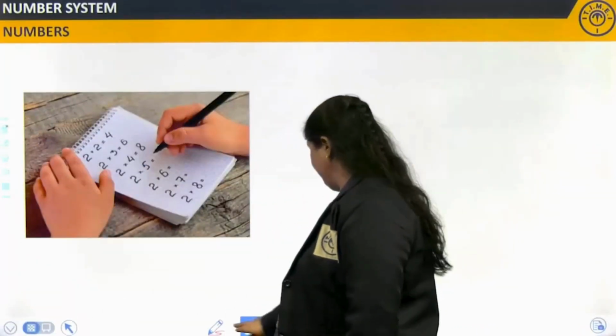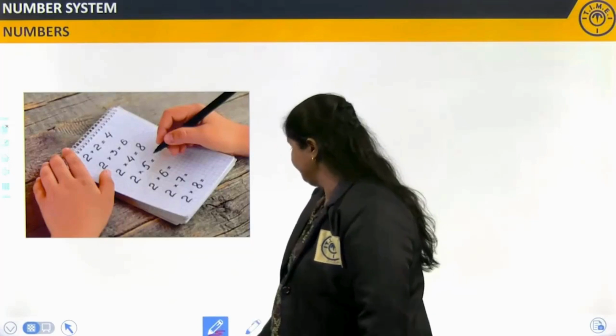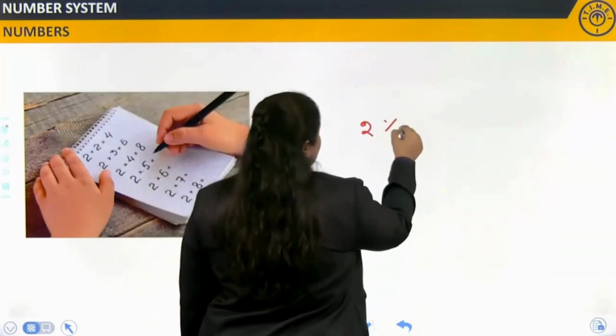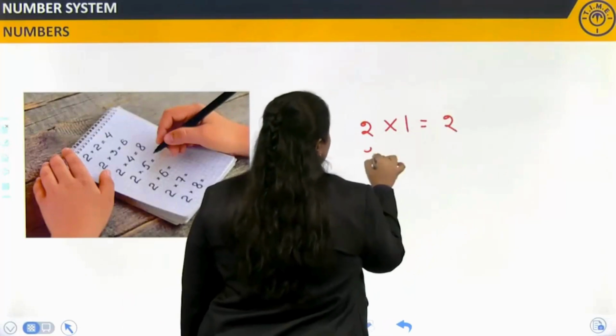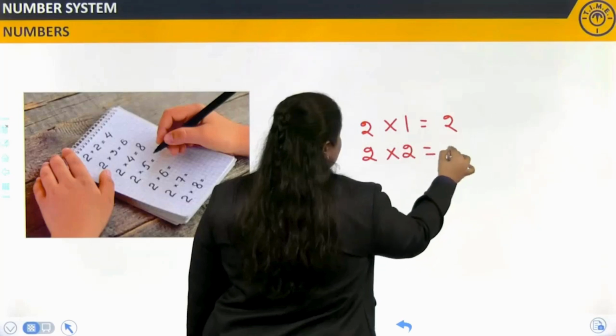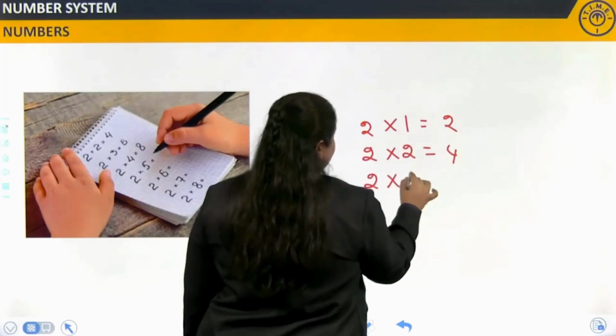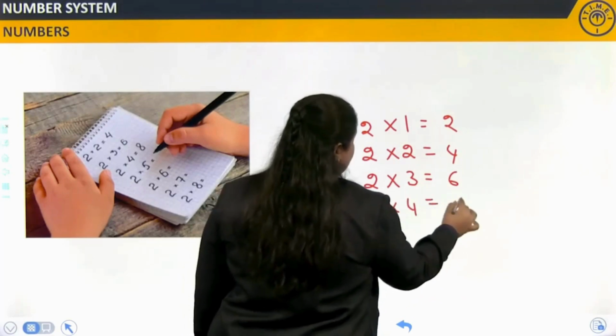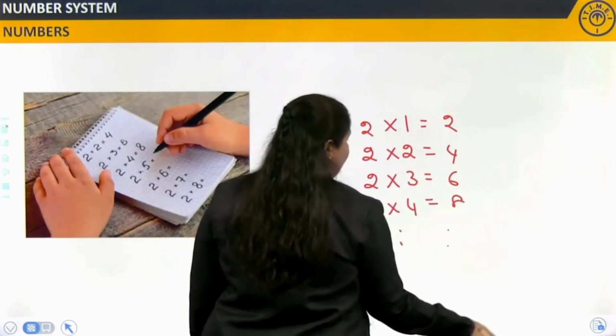Now what is happening is we are multiplying. What is 2 table? 2 times 1 is equal to 2. 2 times 2 is equal to 4. 2 times 3 is equal to 6. 2 times 4 is equal to 8, and so on. You can go on forever, right?